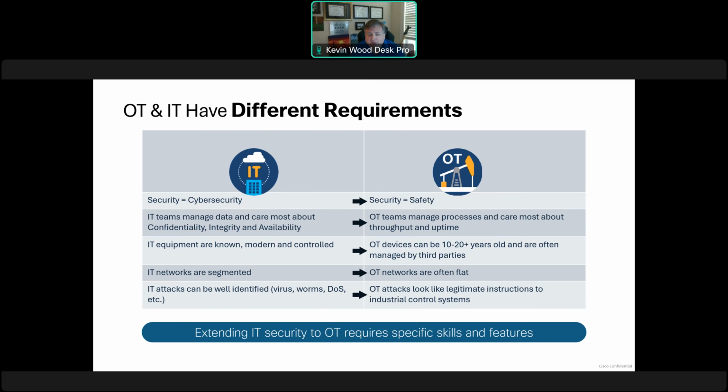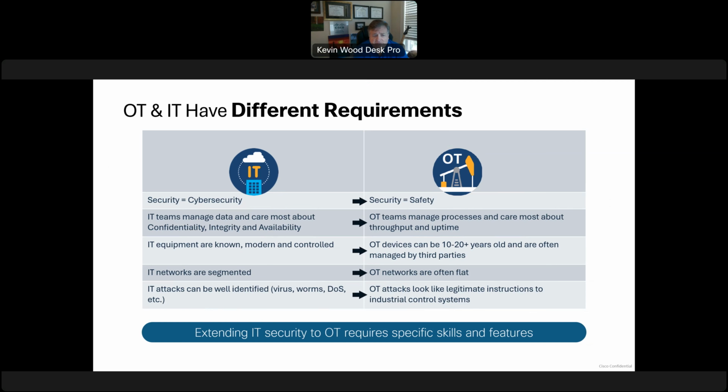Now in IT, the IT teams manage data. They care about confidentiality, integrity, availability, segmentation. On the OT side, they manage process and they care the most about throughput and uptime, making sure that the plants and the business is actually generating revenue.